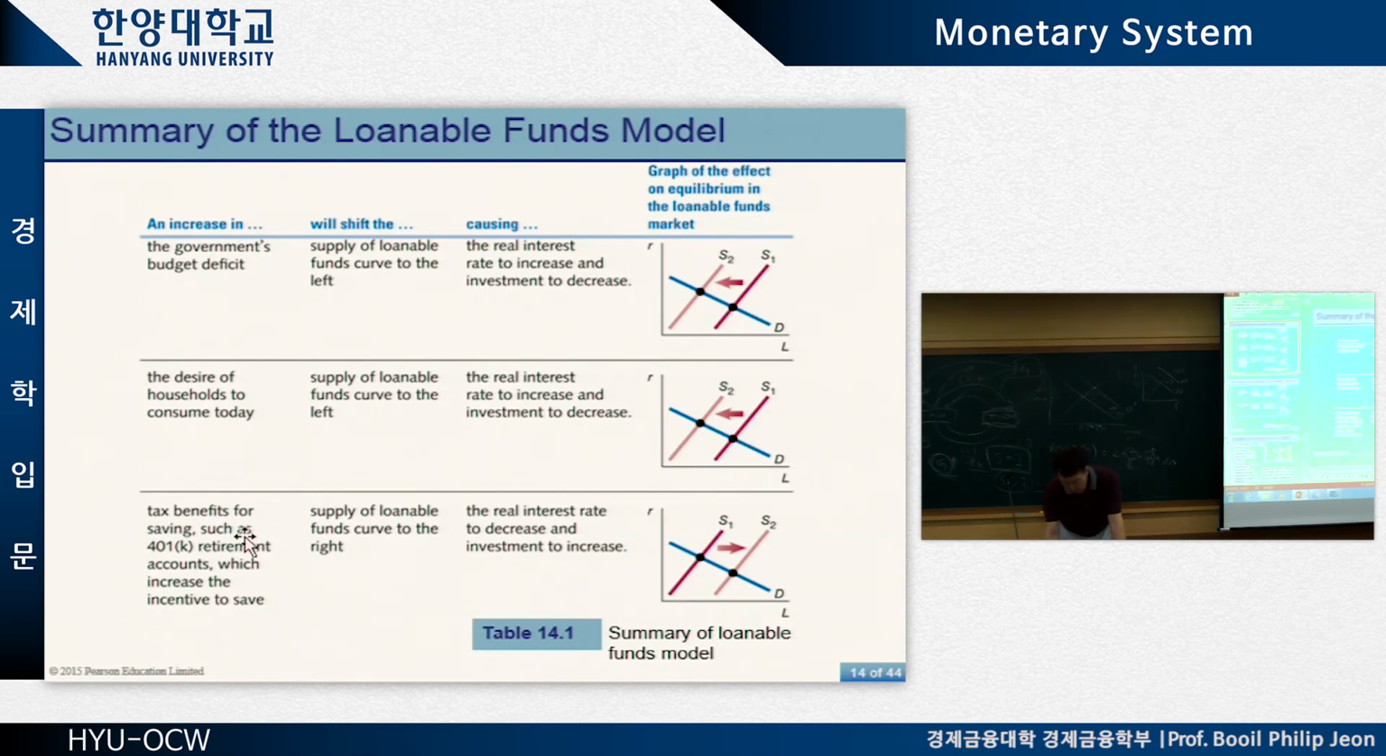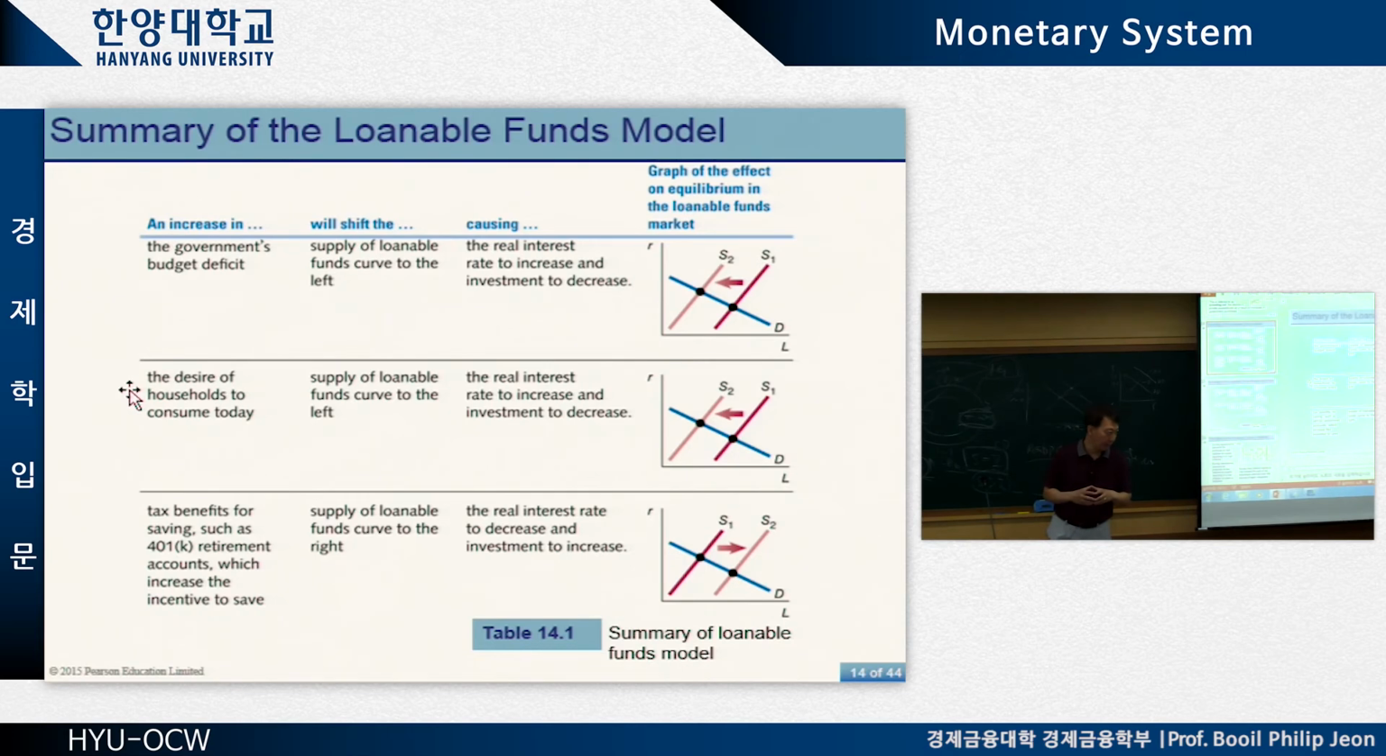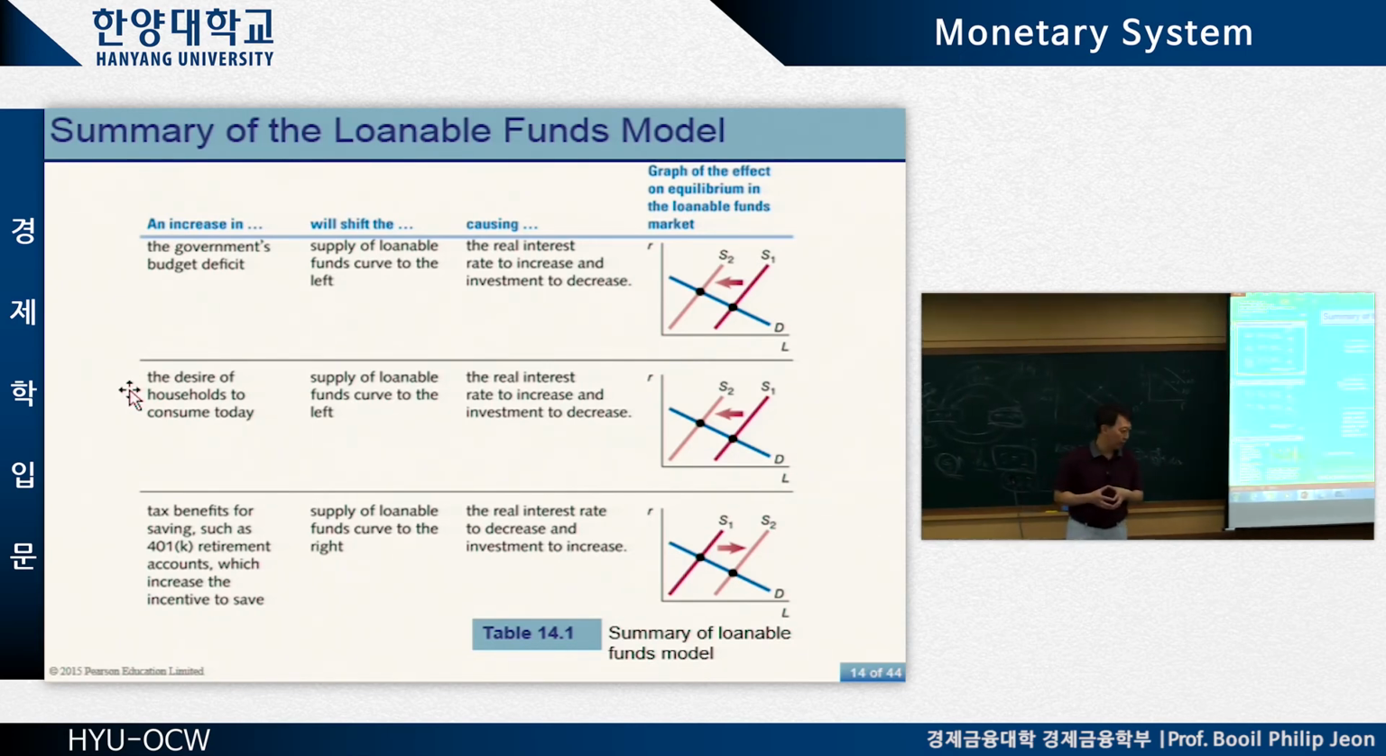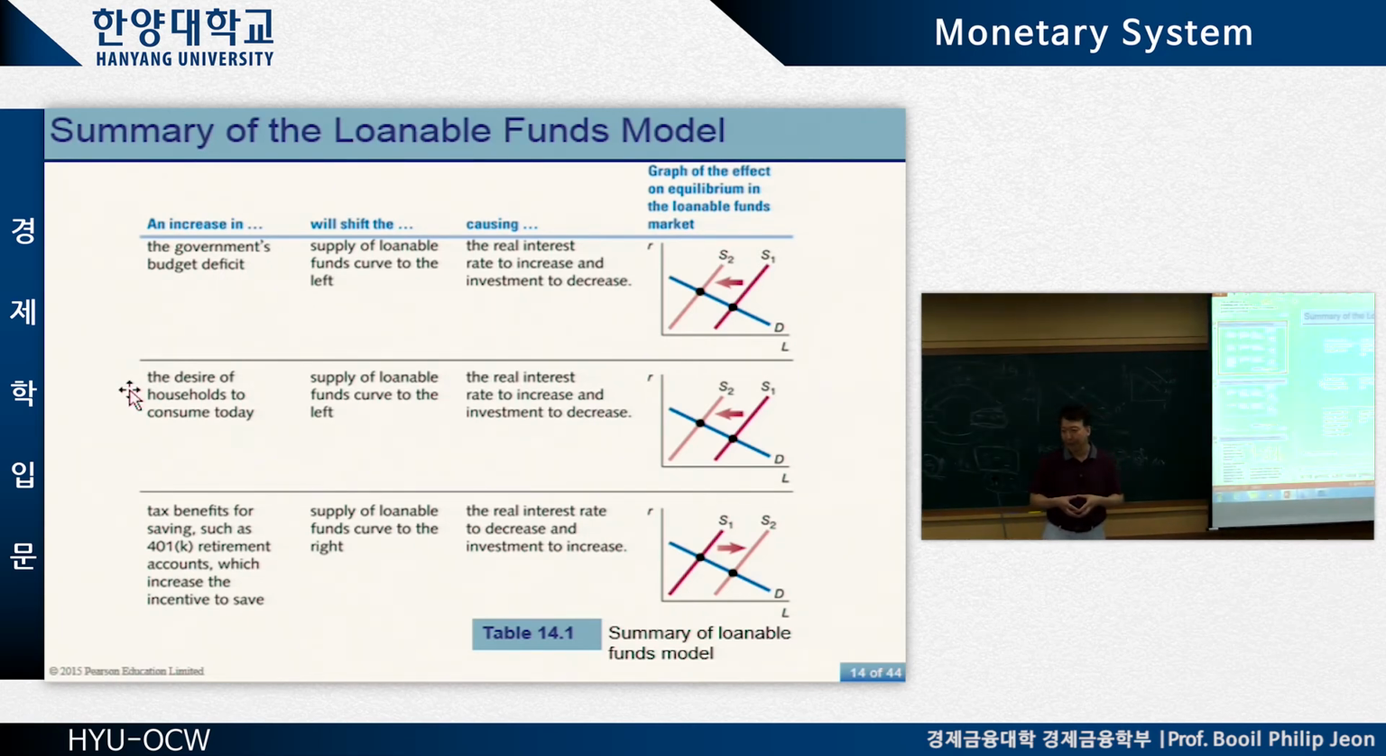Tax benefits for saving. Sometimes government tries to encourage saving. Again, this is something you have to ask about, right? If people save more, that means leakage increases, and that will shrink the economy. The economy will become weaker if you save, right? But why does the government sometimes try to encourage saving? You'll have to wait until we have this complete analysis of the economy.